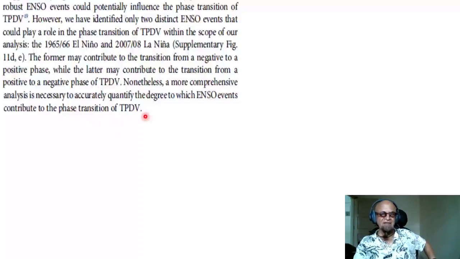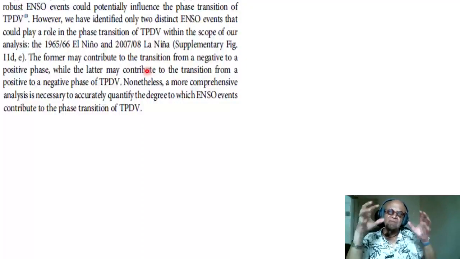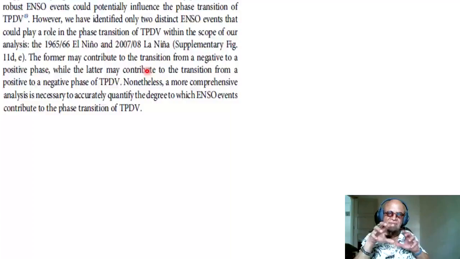transition of TPDV. There is no reason to believe that any of these are exclusive, that only PMM is involved, only intrabasin is involved, only ENSOs are involved, only AMO is involved. They could all be acting, and the scale selection and the responses happen based on many other background conditions, right?